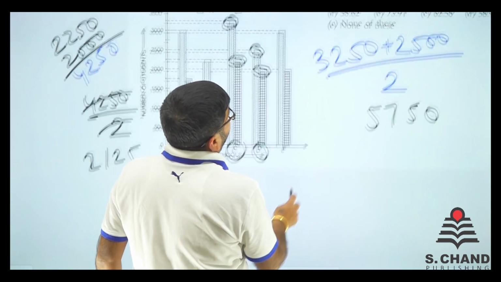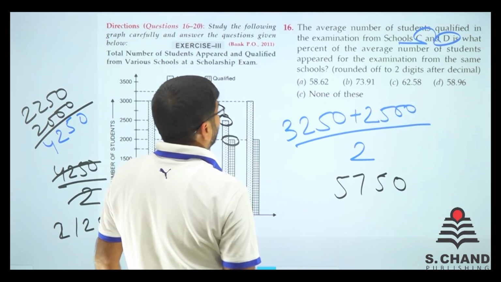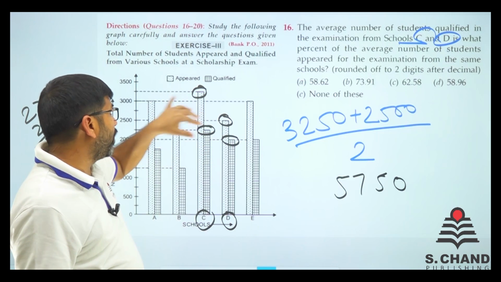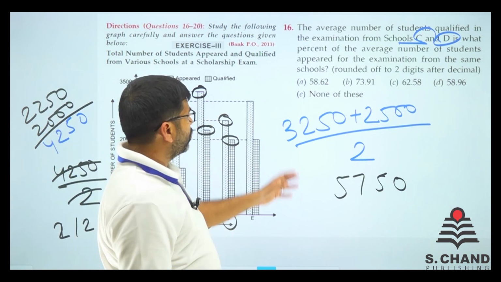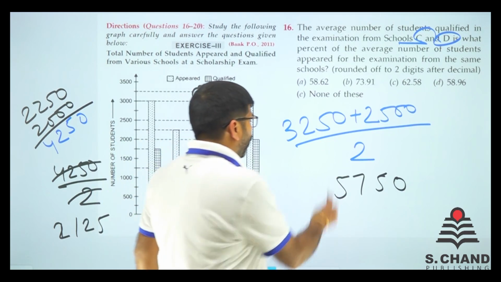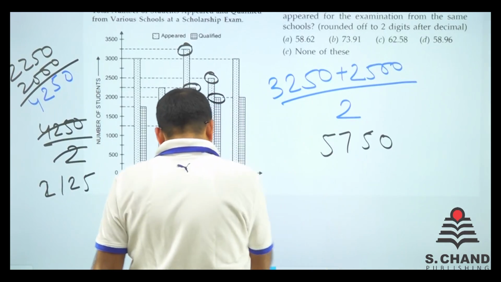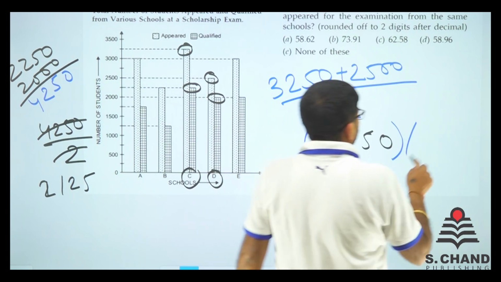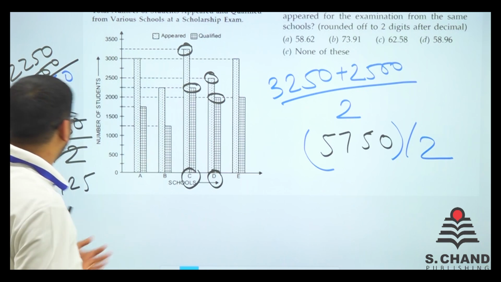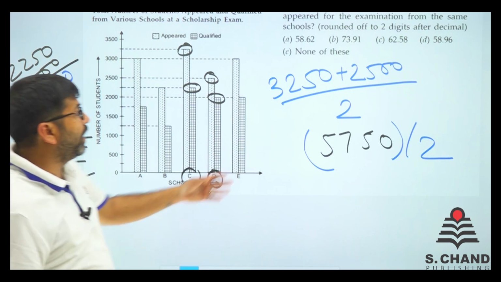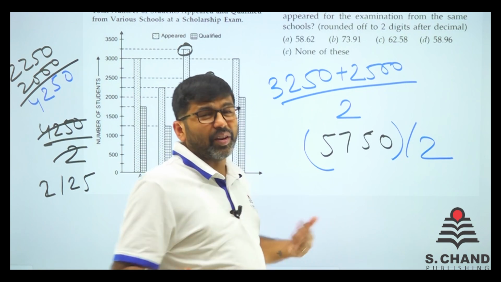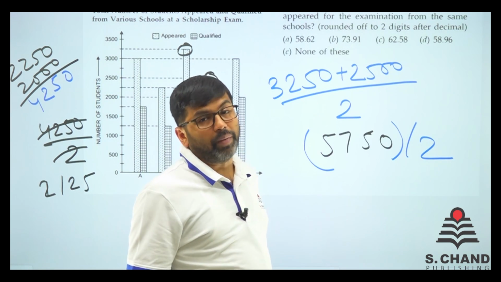What is asked is that the number of students passed is what percentage of the number of students appeared. So this is 3250 and 2500, but divide by 2. We forgot to divide by 2, right? So we need to divide by 2, because I thought that 2125 and 5750 is a big difference. So it just reminded me to divide it by 2.